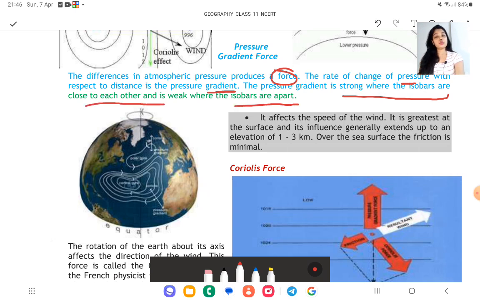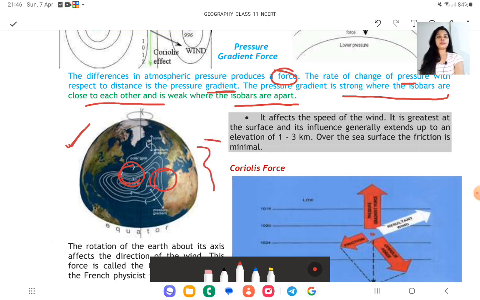So can you see this diagram? In this diagram we can see that here the isobars are very close, so here the pressure gradient will be higher, but here you can see the isobars are far apart.